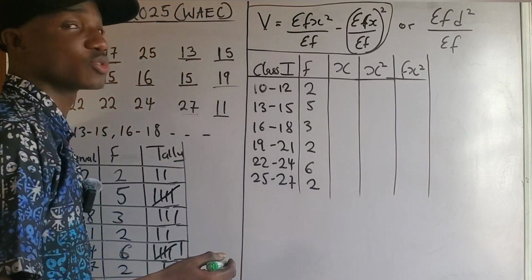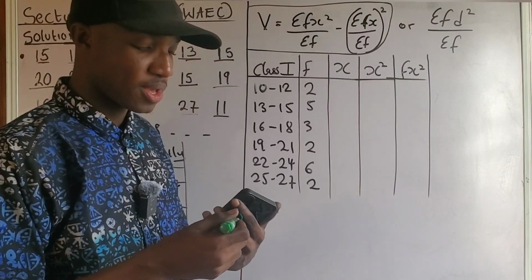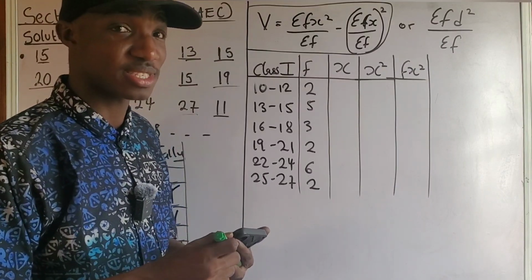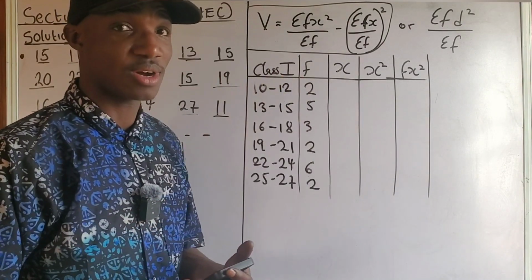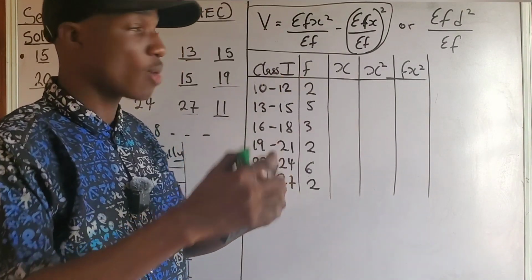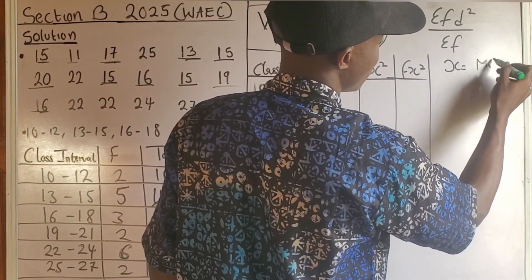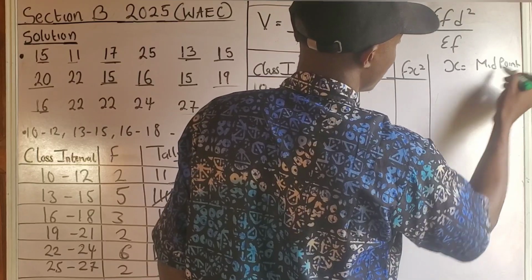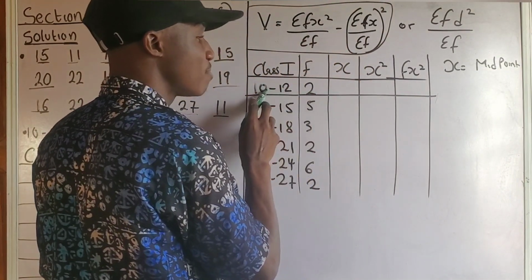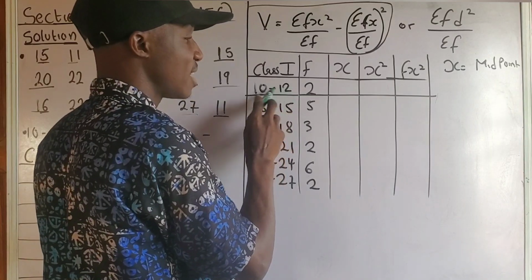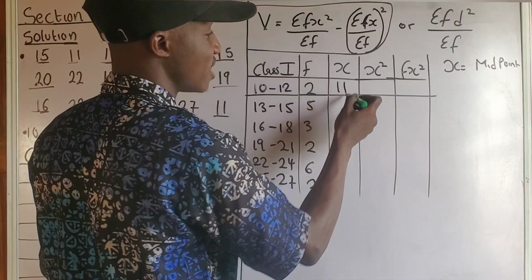Are you getting it? Now, to get the value of x, x is the midpoint of each class interval. Do you understand? This class interval consists of the upper class limit and the lower class limit, so you have to sum them. Please pay attention. x is equal to the midpoint. So for the first class, the value of x will be 10 plus 12 all over 2. 10 plus 12 is what? 22. Are you getting it? 22 divided by 2 is 11. So the value of x here is 11.